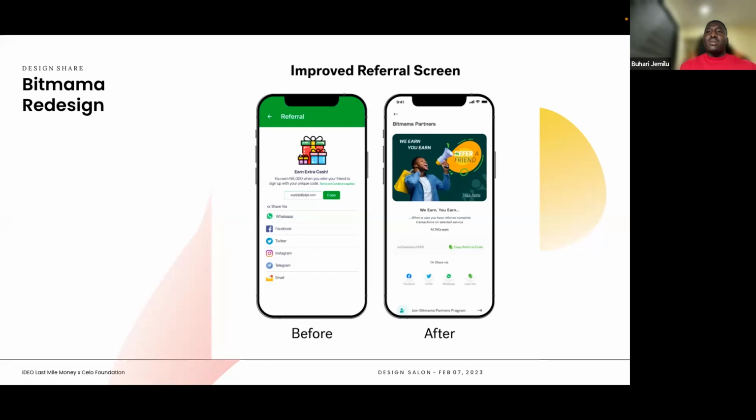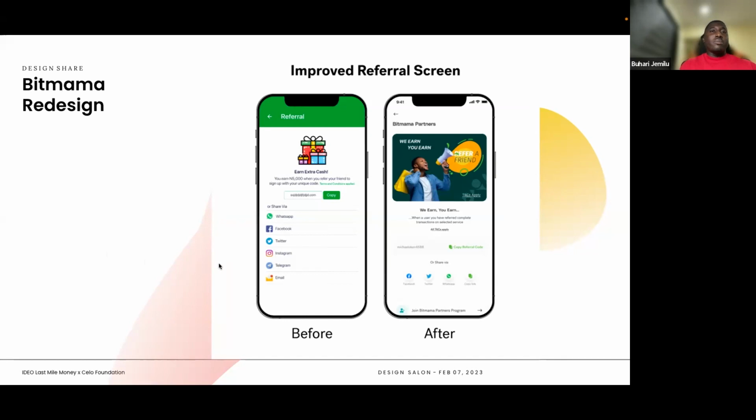I think back then we had people always complaining about some of our UX processes. And when we knew it was time for us to do a revamp, what we did was sit back and do a major overhaul design of Bitmama itself. One thing we didn't change was the logo, but the colors, the typography, and all of that, we sat down and we were able to change.